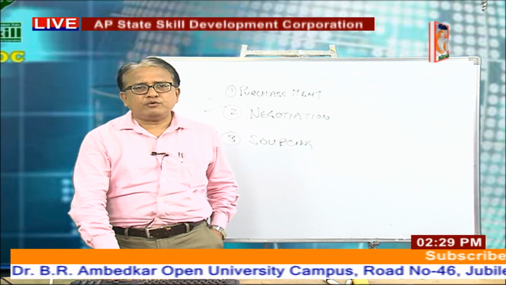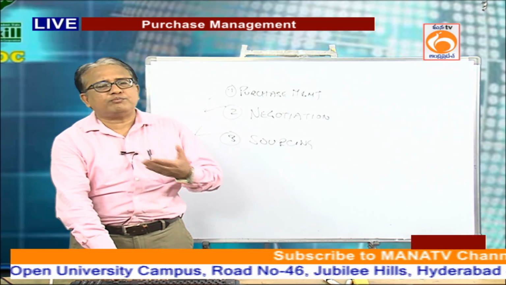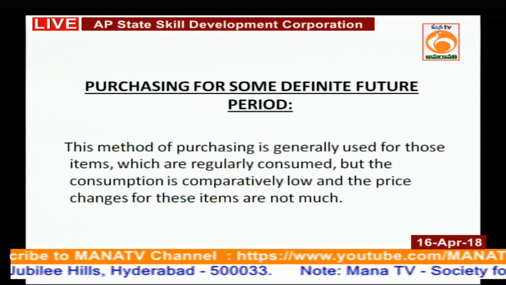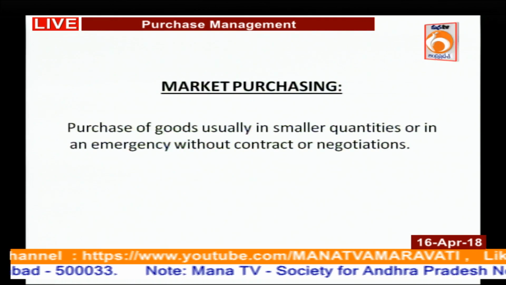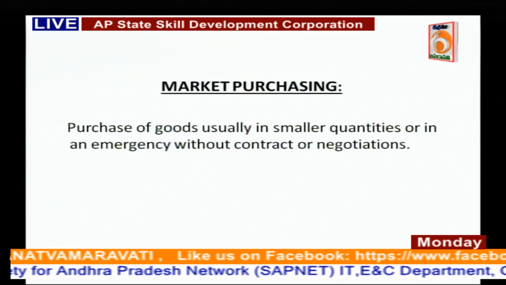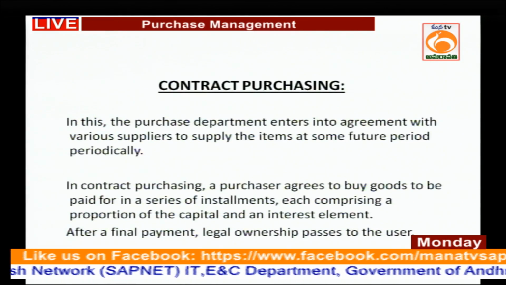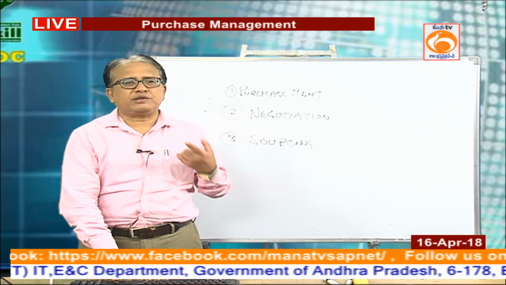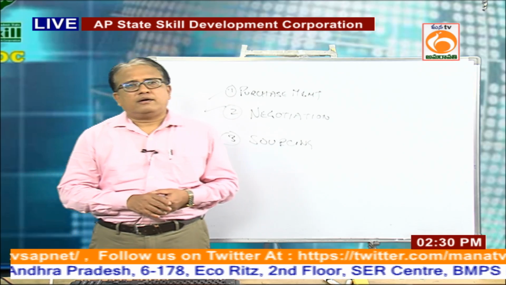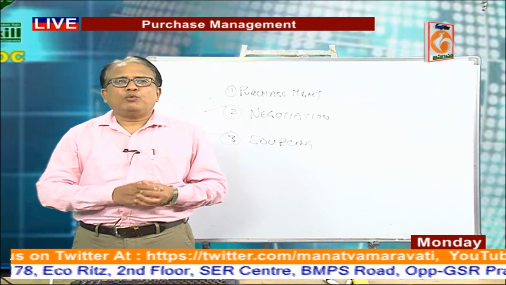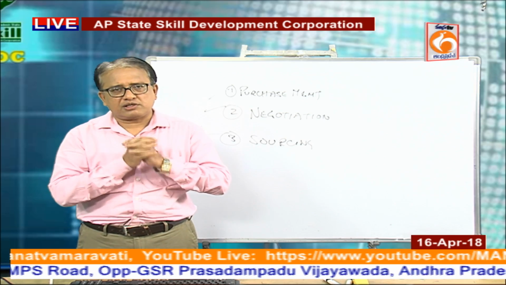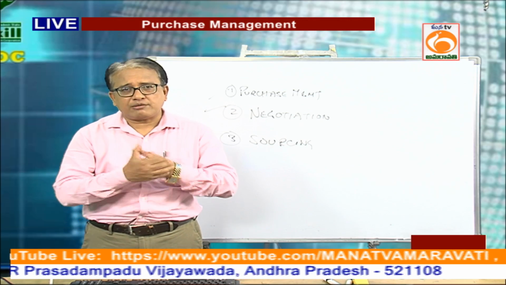Sometimes we purchase for a requirement, sometimes we purchase for a definite period of time, we do market purchasing. These are basically an extended explanation of the different kinds of purchasing that we have discussed earlier, contract purchasing, schedule purchasing. We now come to the subtopic of negotiation, which is a very, very integral part of the entire purchasing process. Negotiation between the supplier and the buyer.